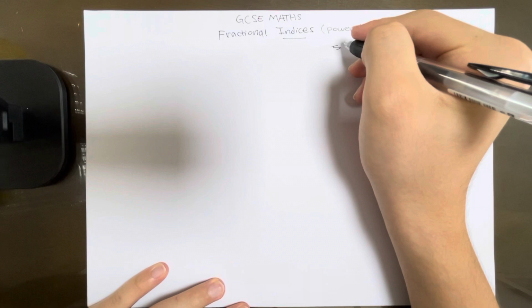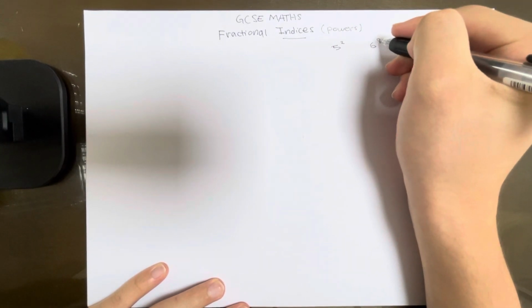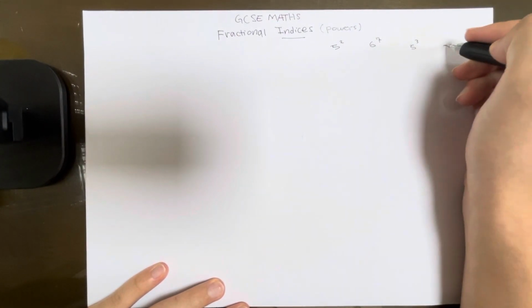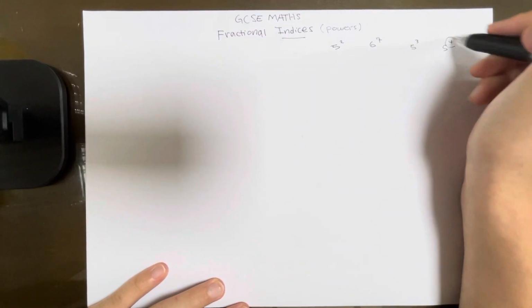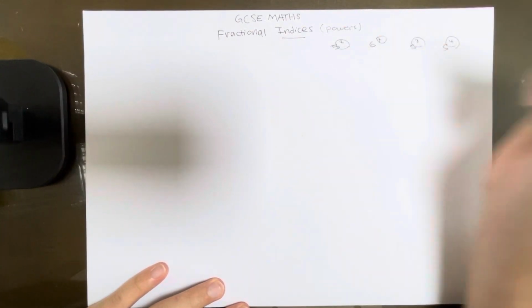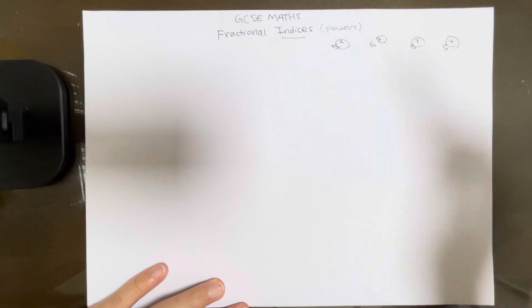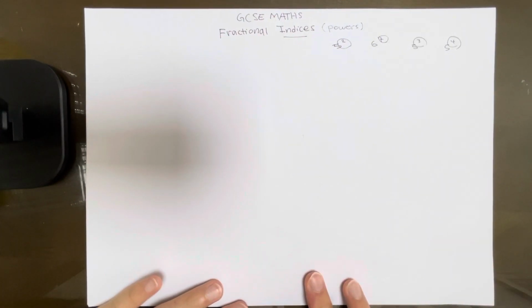So for example, 5 to the power of 2, 6 to the power of 7, 5 cubed, 5 to the power of 4. These are all indices. More specifically, these numbers on top are sometimes also referred to as powers. These are what we call indices.